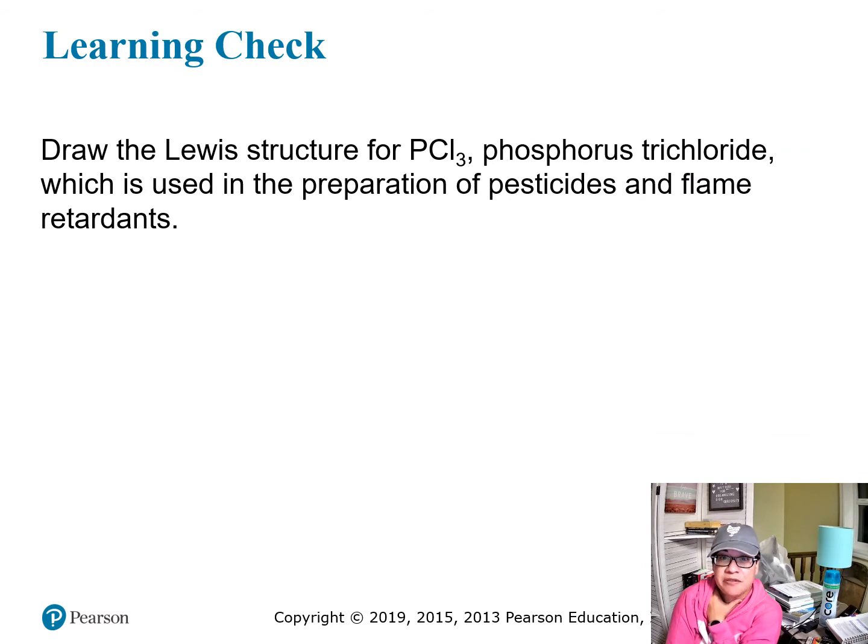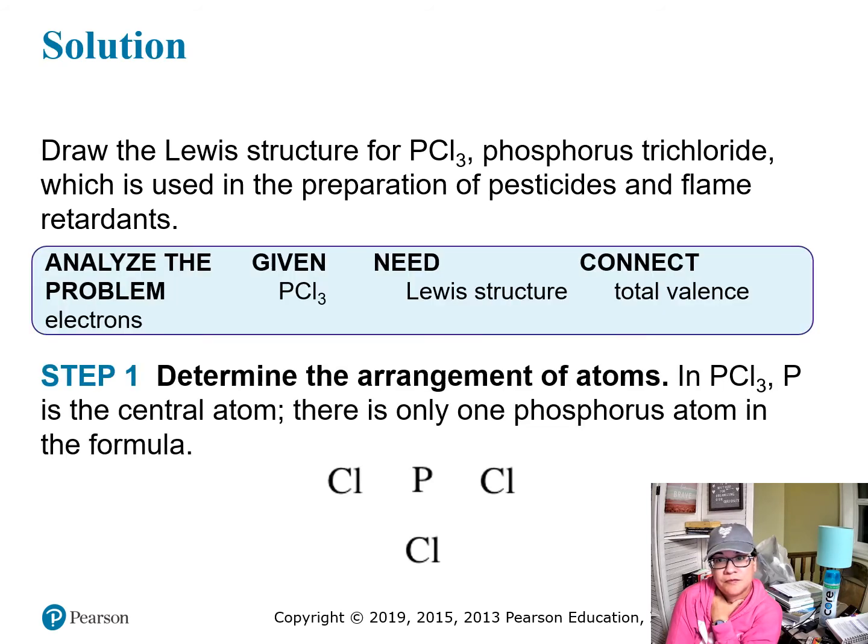Let's see if you can draw this one. Draw the Lewis structure for phosphorus trichloride, PCl3, which is used in pesticides and flame retardants. So see if you can draw that one. Okay, so first what you do is you'll put your P in the middle. Whatever there's the least of is probably your central atom, and since there's only one of them, the Cl's are going to be coming out from there.